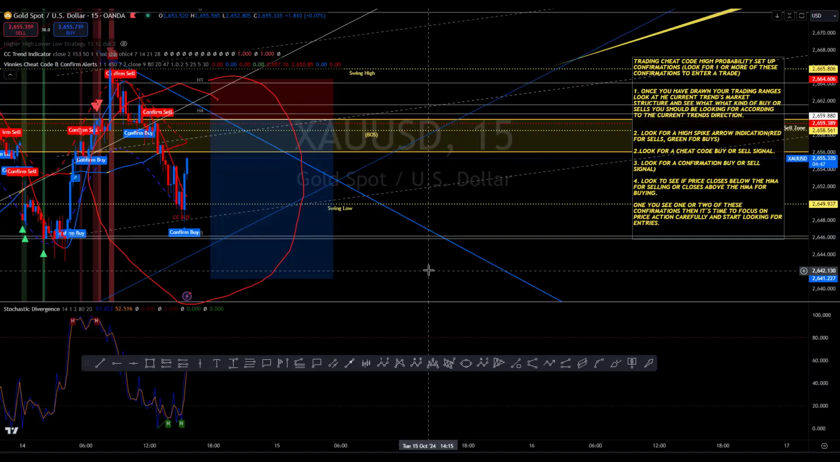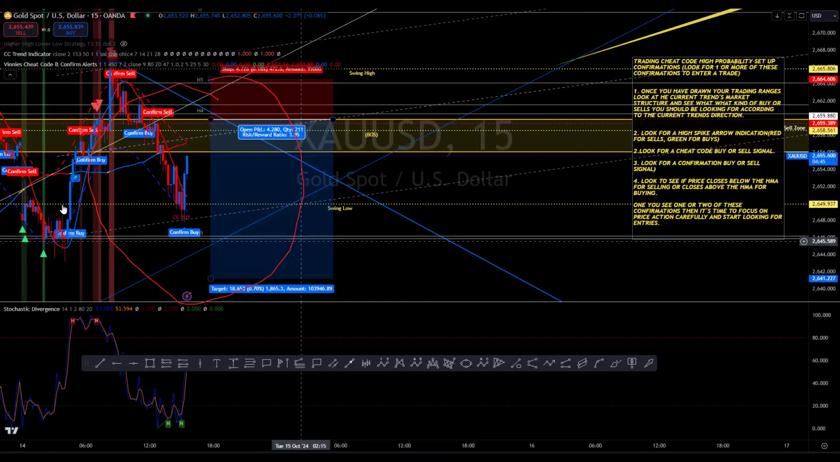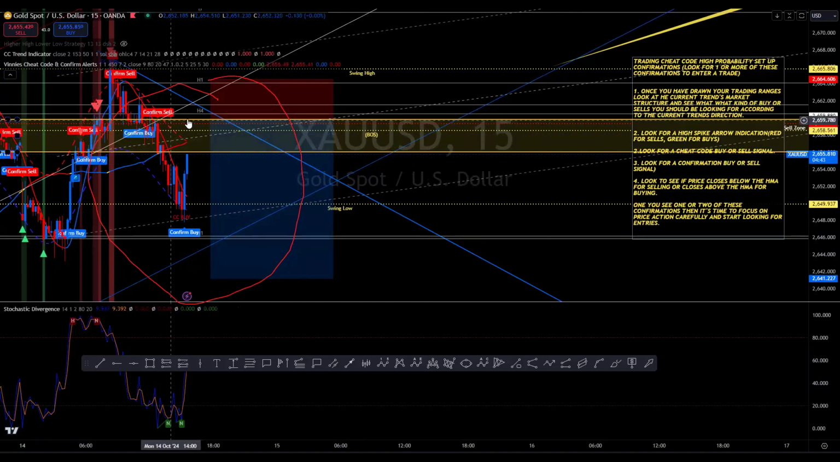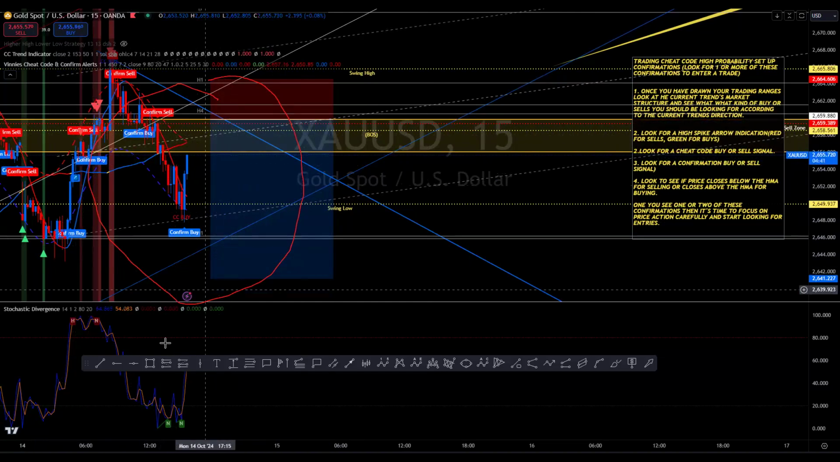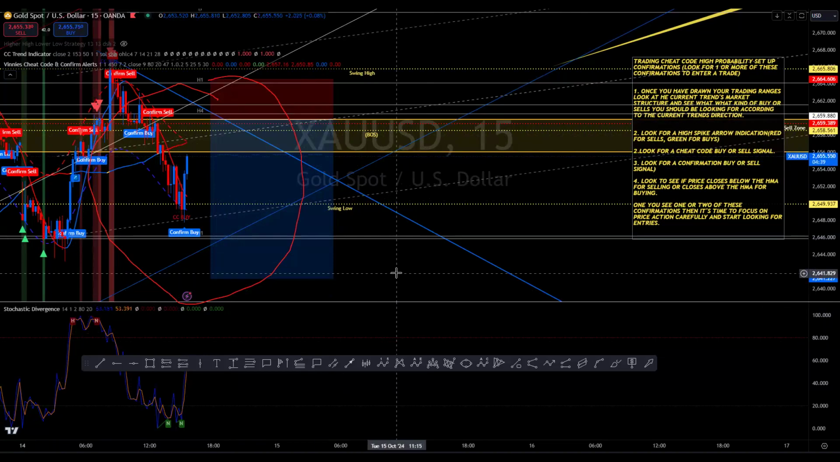You know, it's just trying to push past this structure here. But the question is, is it going to come up to this structure, push out, and then sell down? We got a confirmation buy, so we had a good power trend buy, which would have been decent at this point. But I'm looking at the overall structure at this point.